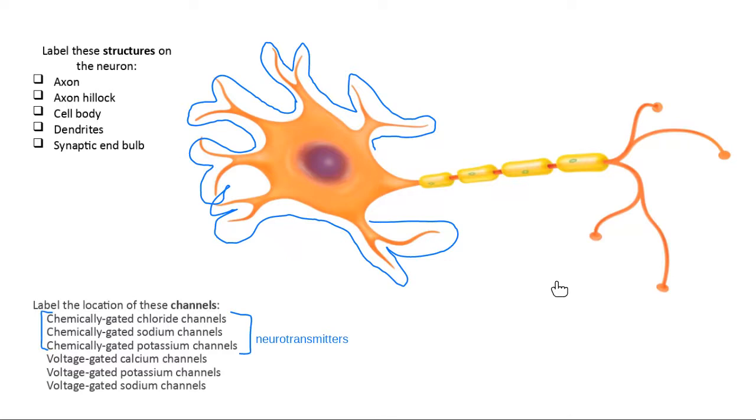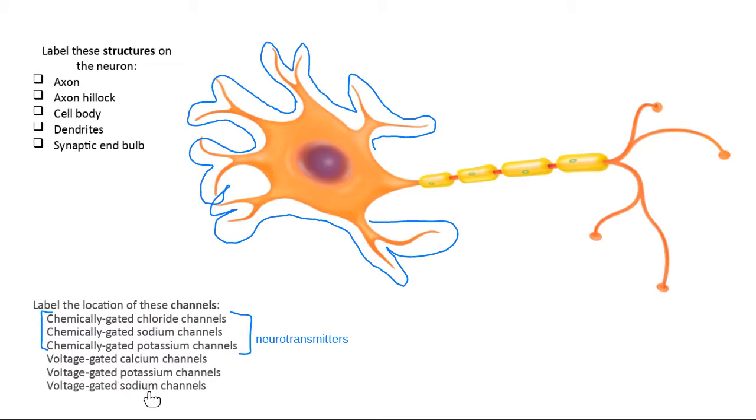Never, ever, ever tell me there's chemically gated channels down here. No chemicals involved down here at my axon terminal. We do not have chemically gated channels here. Because from the axon hillock down, we are all about sending messages. When we transition from receiving messages to sending messages, now we're into the realm of voltage-gated channels.